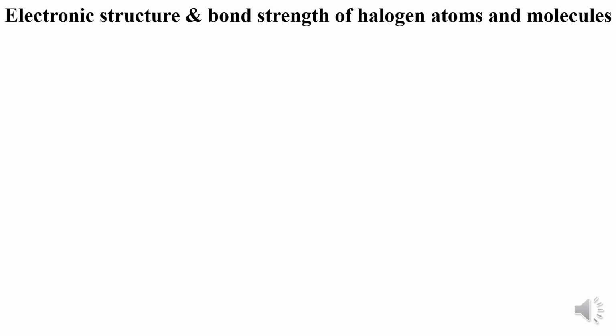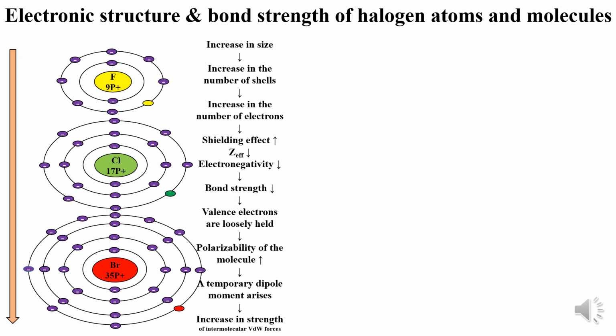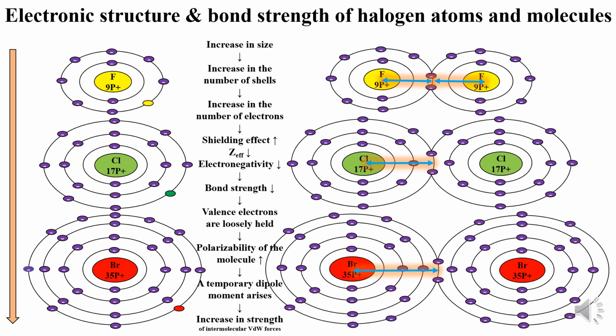Now a little bit more about the electron structure and bond strength of halogen atoms and molecules. As you go down the group, the size of the halogen atom increases. With the increase in size, there is an increase in the number of shells. With the increase in number of shells, there is an increase in number of electrons. And with the increase in the number of electrons, the shielding effect increases, effective nuclear charge decreases, and electronegativity also decreases.